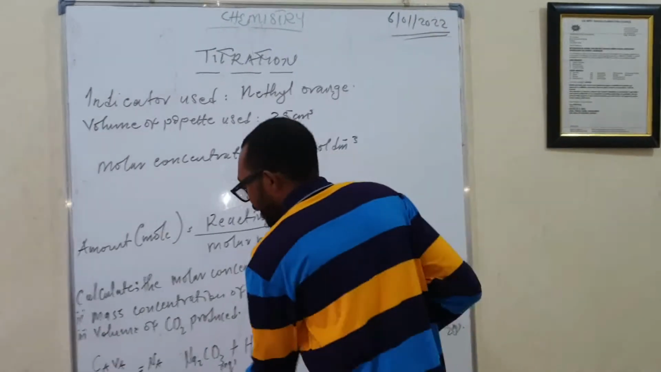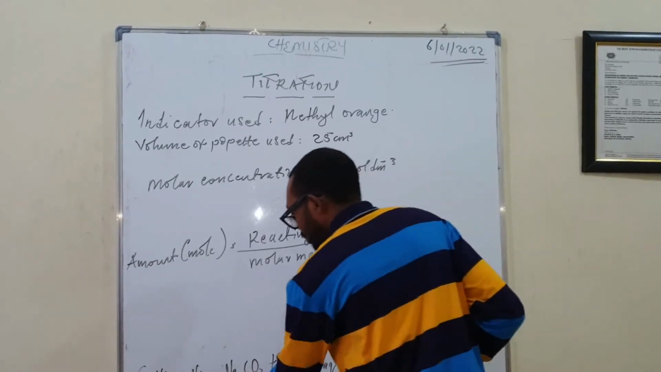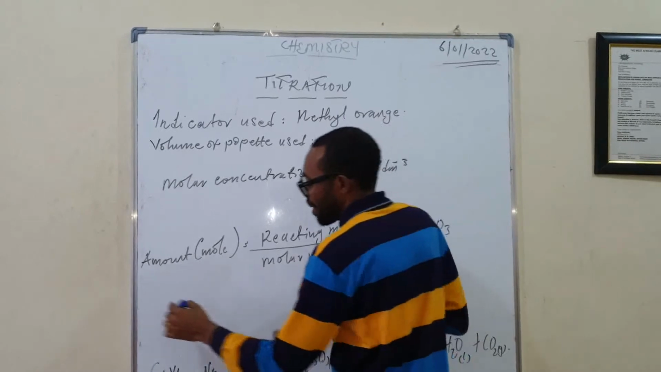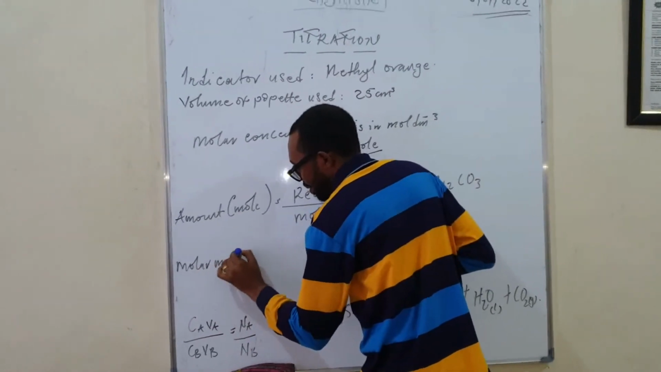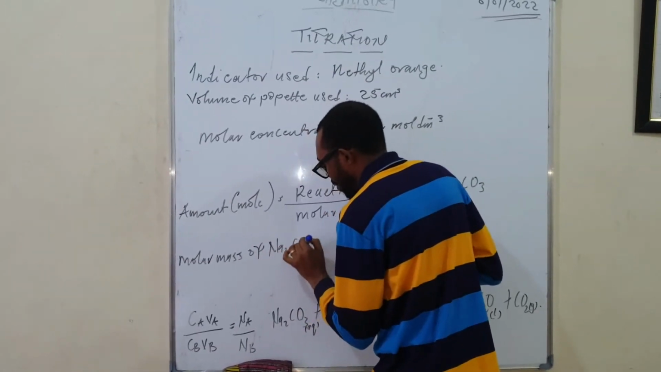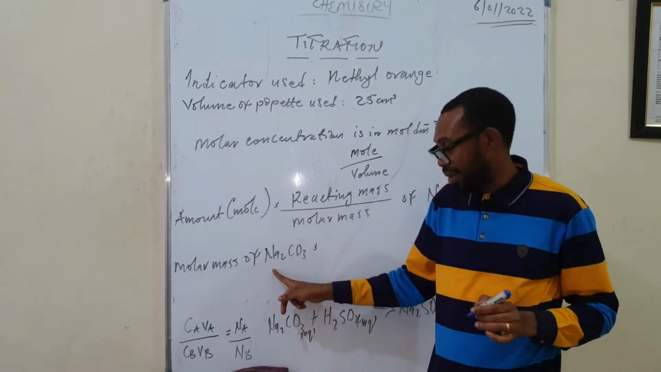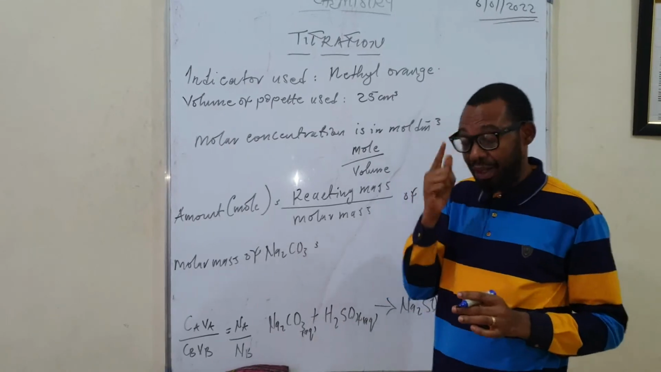Okay, in finding that, we have the reacting mass, but we will have to calculate the molar mass of Na2CO3. Now, don't tell me you don't know how to calculate molar mass. At your level, you should be able to calculate molar mass conveniently.